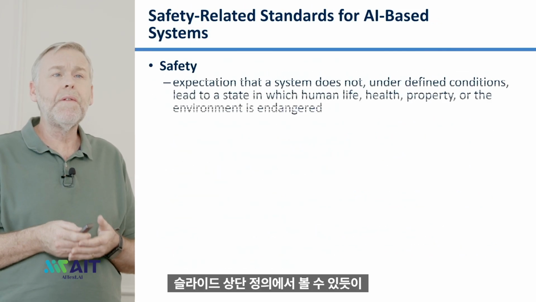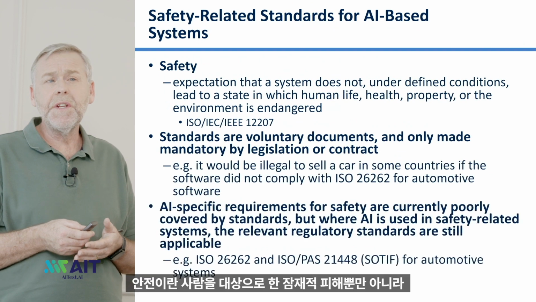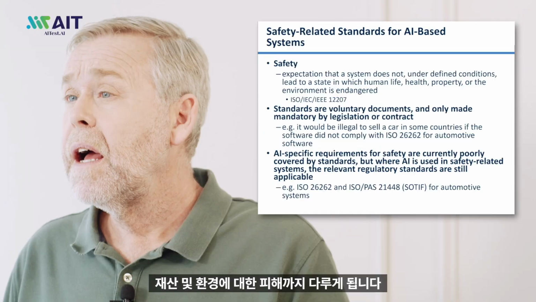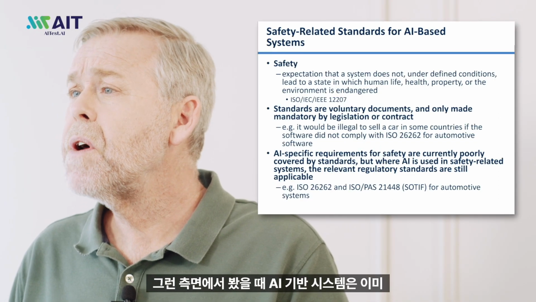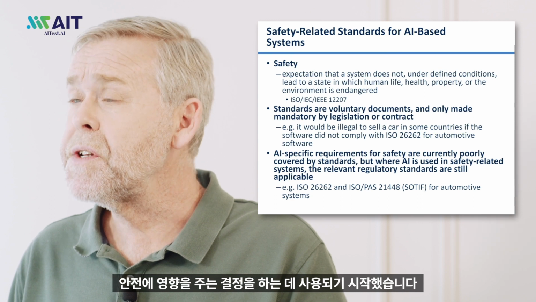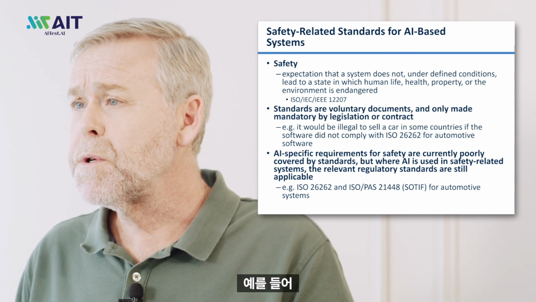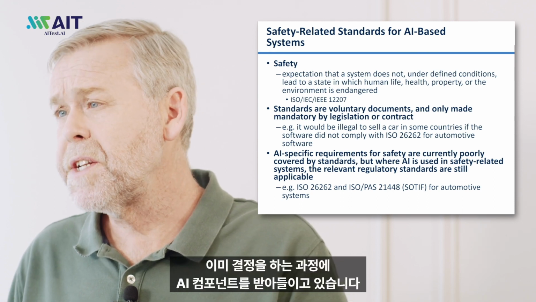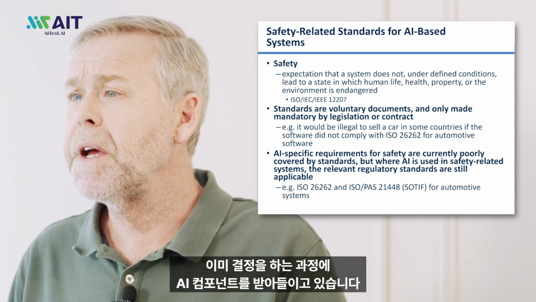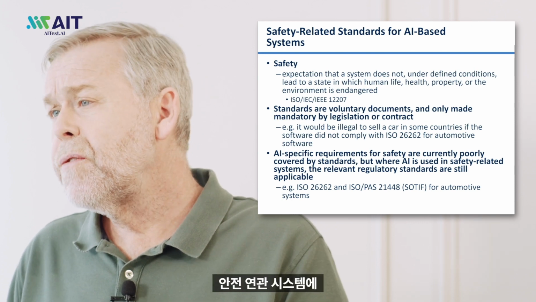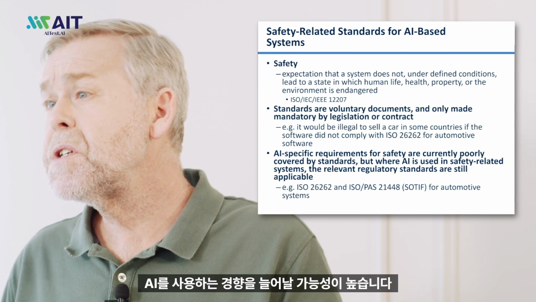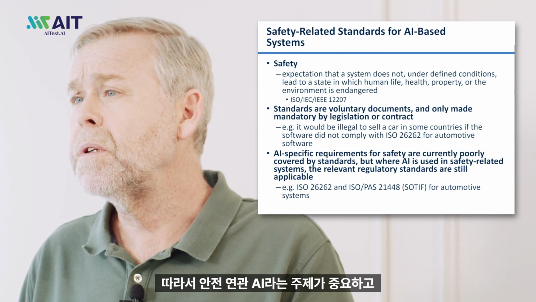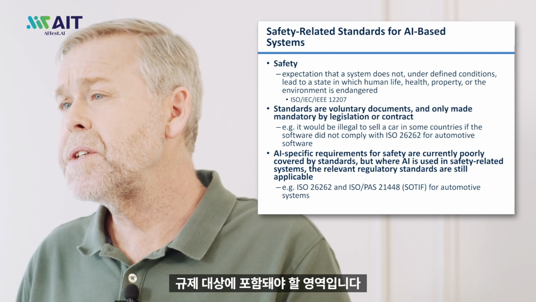As can be seen from the definition at the top of this slide, safety is not only about potential harm to people, but also to property and the environment. As such, AI-based systems are already beginning to be used for making decisions that affect safety. For example, self-driving cars and other transportation systems are already incorporating AI components in their decision-making. The trend for using AI for safety-related systems is only likely to increase. Hence, the topic of safety-related AI is important and is an area that should be regulated.